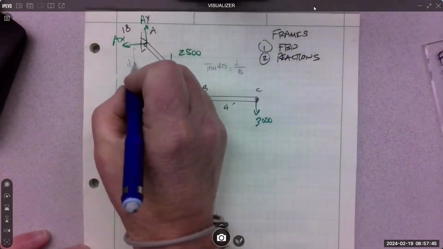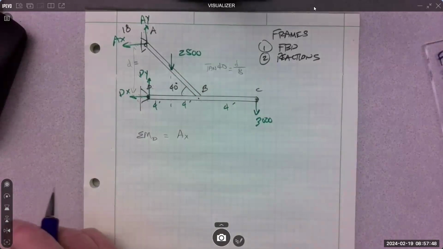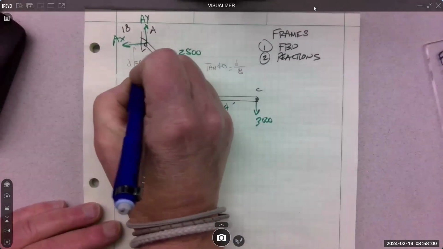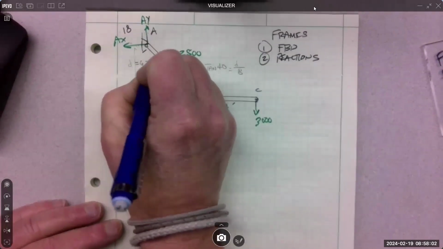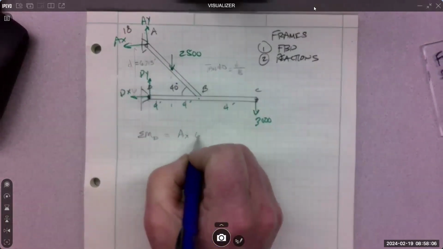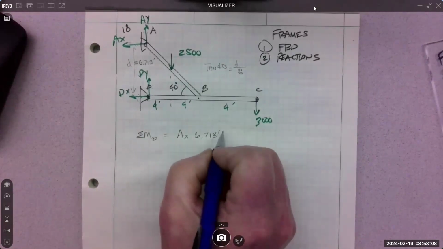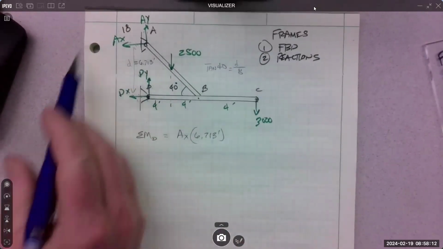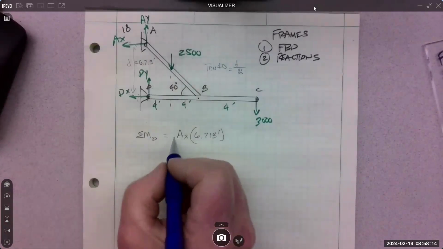And this gives us a D distance of 6.713 feet. The rotation that I chose is this way, right? Counterclockwise plus.